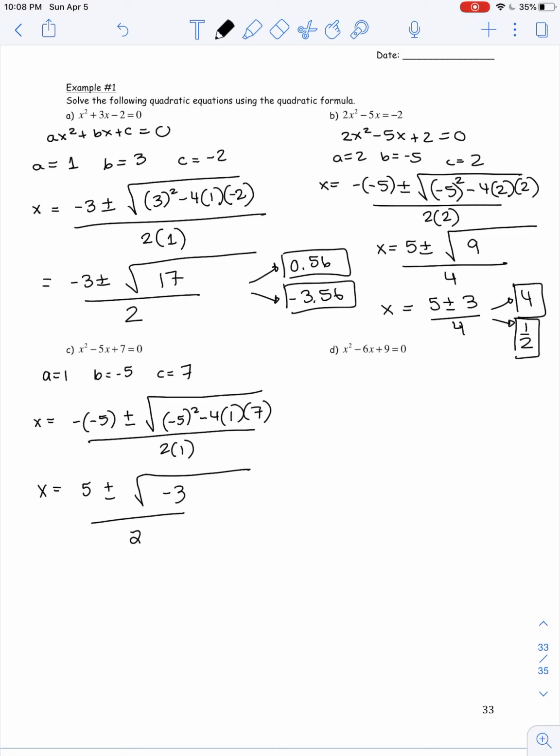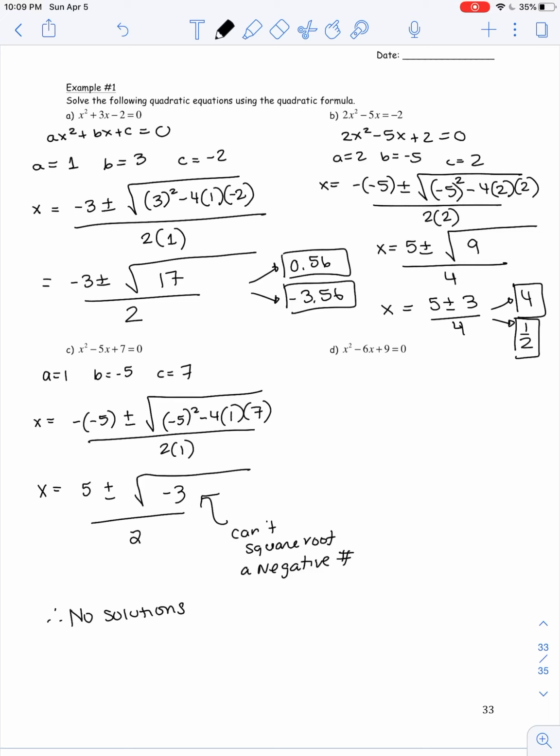Now I actually don't have to go further. The reason being is we're not allowed to square root a negative. So we're not allowed to square root a negative number, which means that there are no solutions. The graph is not going to touch the x-axis in this case, so no solutions will occur. And then we can move on to the next one.